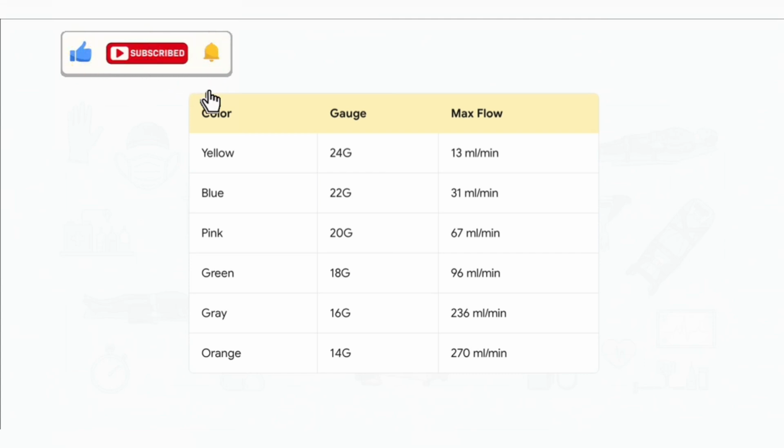It's the green 18 gauge, which pushes out about 96 ml per minute, gray at 16 gauge pushing 236 ml per minute, and especially that massive orange 14 gauge pushing a whopping 270 ml per minute. याद रखना, whenever you have a patient in shock needing massive fluid resuscitation, orange is your ultimate go-to.